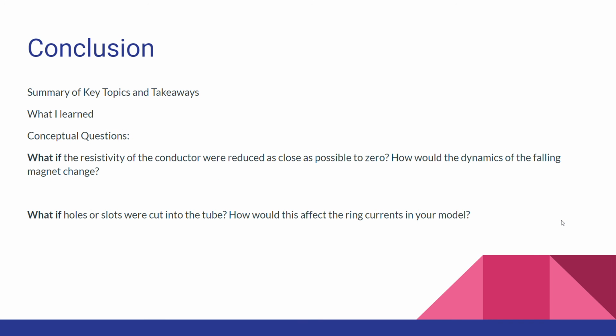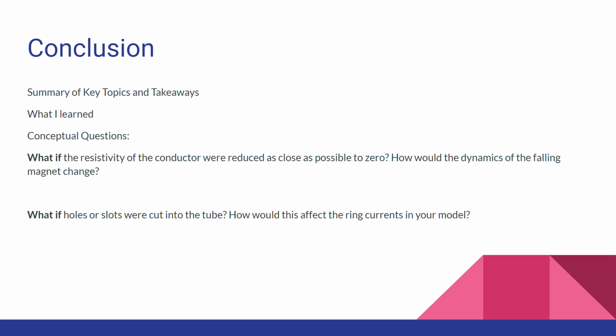For the conceptual questions, if the resistivity of the conductor were reduced as close as possible to zero, the current in the tube would increase greatly. So the falling magnet's acceleration would be slowed even faster, and it would reach terminal velocity much faster because current and force are proportional in this case.